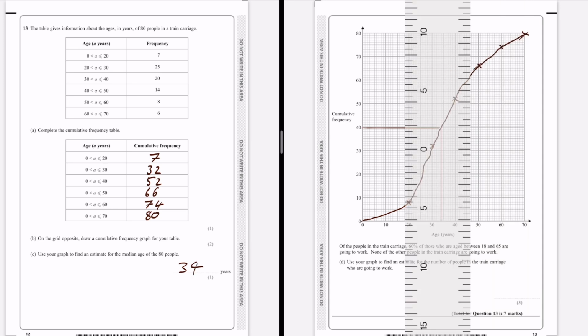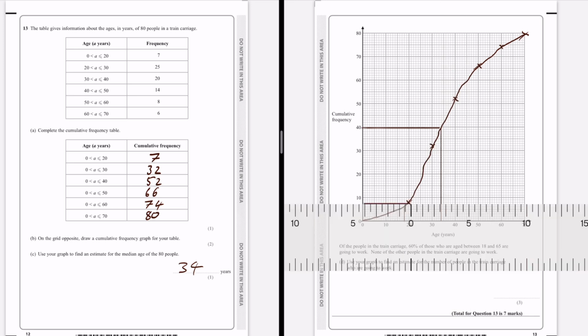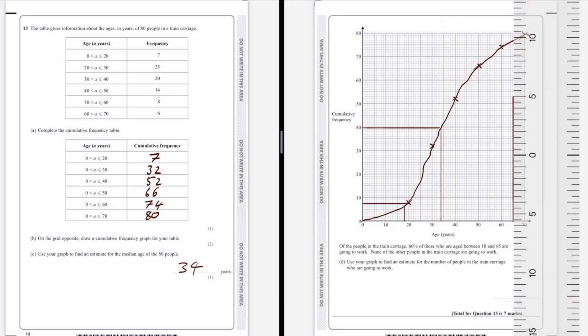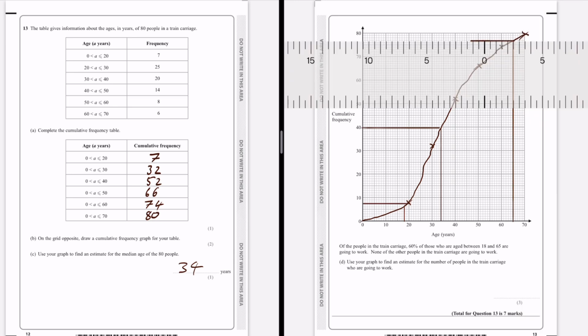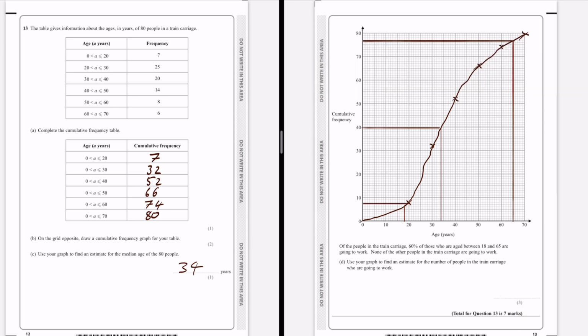And then to find the number for D, we'll plot the 2 lines going up and across. And we'll get 77 and 7, gives me a total of 70. And I'm going to times that 70 by 0.6 to find 60% of them, which comes out as 42. There is a little bit of margin for error on these questions.